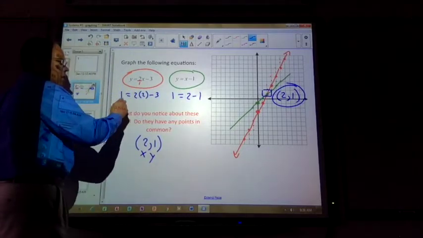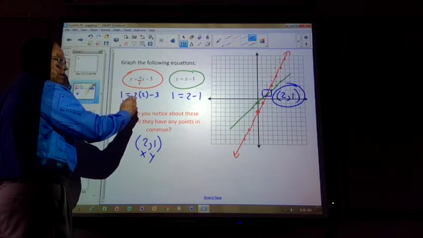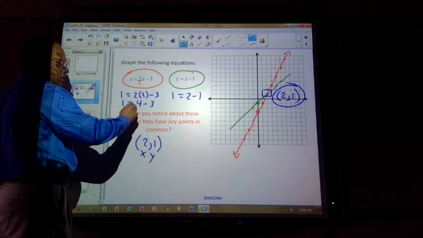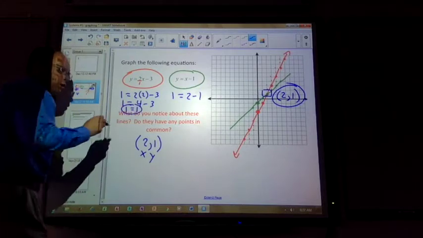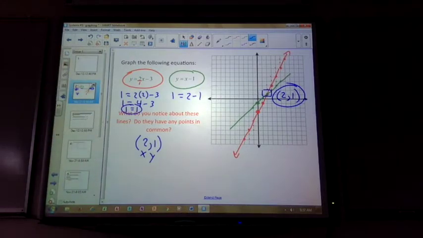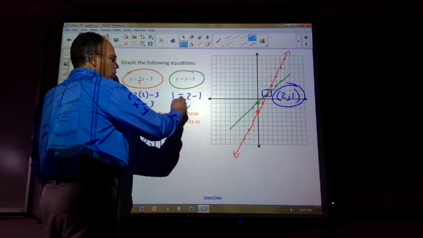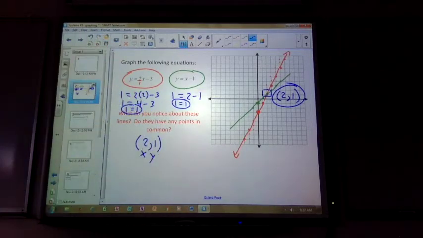So what's 2 times 2? 4? So 4 minus 3 is how much? Is that a true solution? If it's a true solution, it means it exists on the line itself. Okay? And on the second one, if I did the same thing, I'm going to get 1 equals 1, and that's also true. So the point 2 comma 1 lies on both the red and the green lines. It happens to be the intersection of the two lines. That's the solution to the problem.